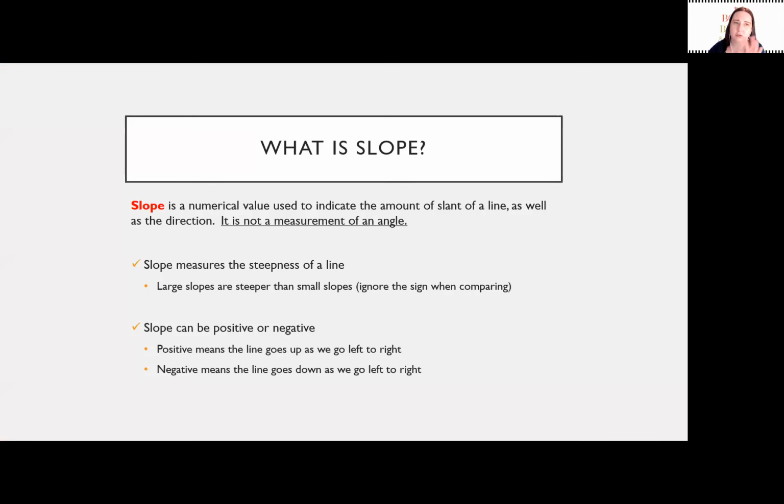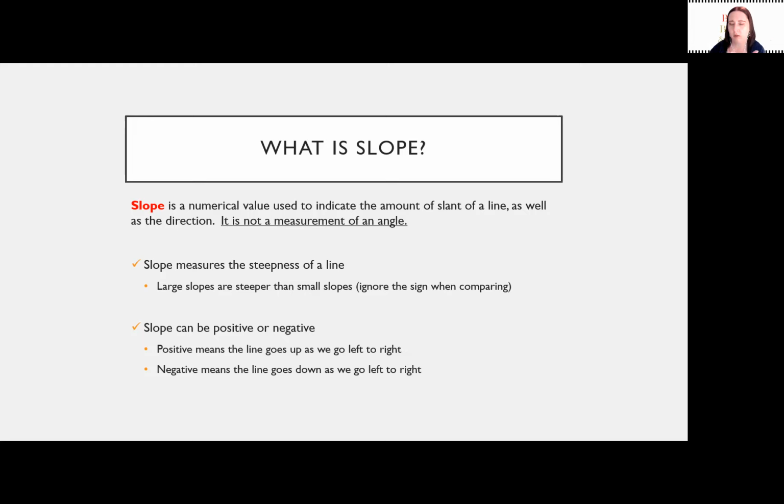So first, what exactly is slope? Slope is a number that tells you how steep a line is, or how slanted a line is. And it also tells you the direction. And direction meaning, as you move left to right, is it going up or down? It doesn't tell you an angle. It's not a measurement of angle. It's just a measurement of steepness in terms of your horizontal and vertical distance.